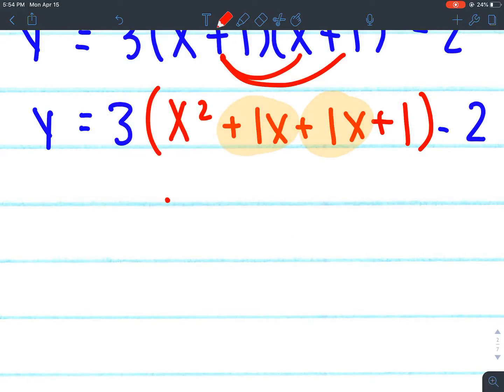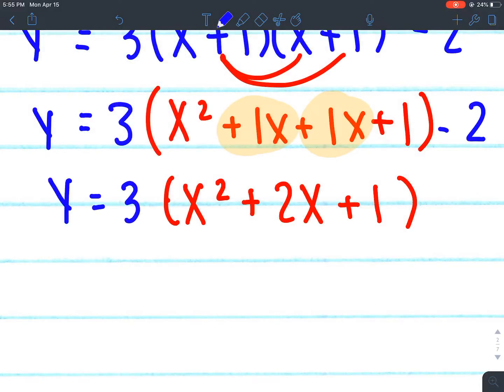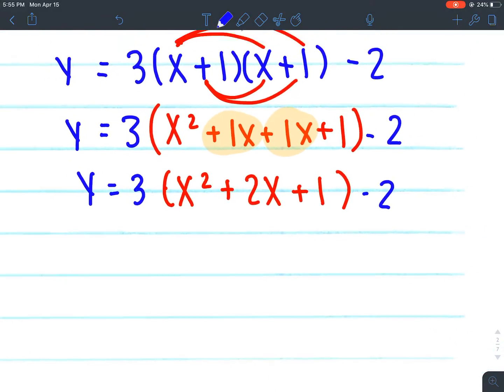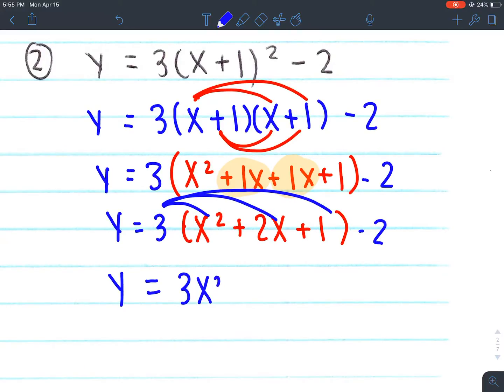1x plus 1x is 2x. Remember, if you have one apple plus another apple, you have 2 apples. All of that has stayed the same, and now I'm going to distribute to all 3 terms inside. 3x squared plus 6x plus 3 minus 2.